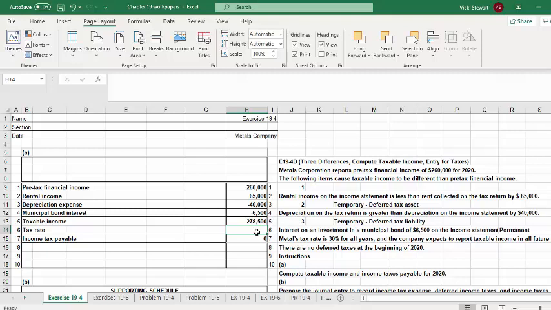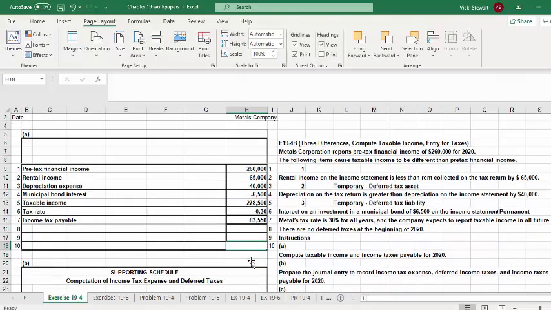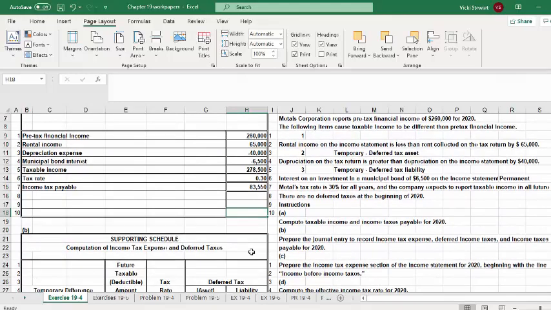The problem states that Metals' tax rate is 30% for all years, and the company expects to report taxable income in all future years, and there are no deferred taxes at the beginning of 2020. So we're going to multiply our taxable income by 30%, and that will give us income tax payable of $83,550 on the tax return.